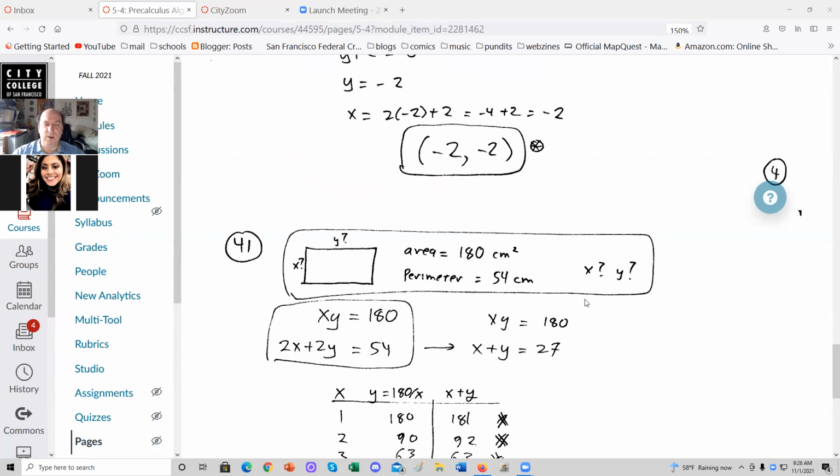Now, for 41, we have a rectangle with area 180 square centimeters and perimeter of 54 centimeters. All right, so area is x times y equals 180. The perimeter is 2x plus 2y equals 54. For this one, we can divide by 2 and get x plus y equals 27 and xy equals 180.